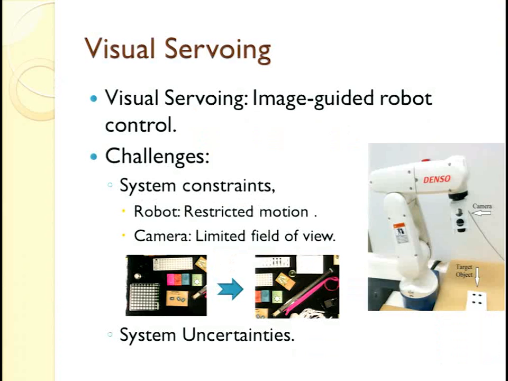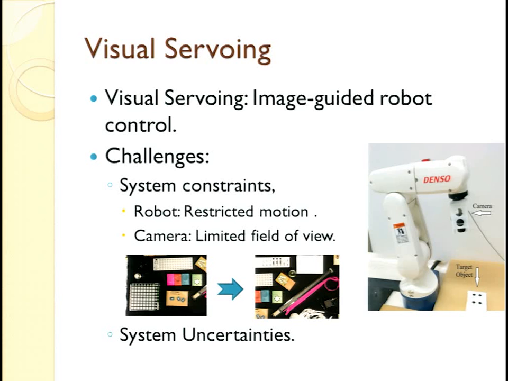There are several challenges in visual servoing systems, some of which have been pointed out here. The first challenge is that this system is constrained. The constraint comes from the robot, because the motion of the robot is restricted by limited reachability and also by the velocity and acceleration of the system. In addition to that, there are limitations coming from the camera, which has a limited field of view. For example, here is a picture from a camera, and here is another picture of the same scenery, but the camera has moved.